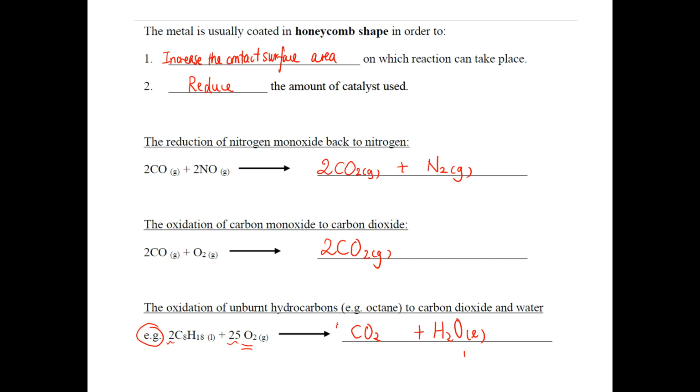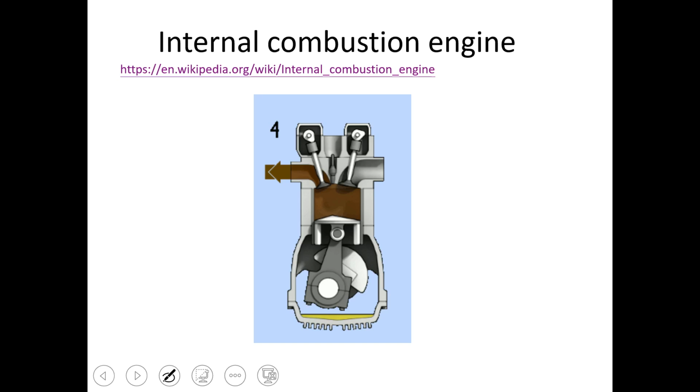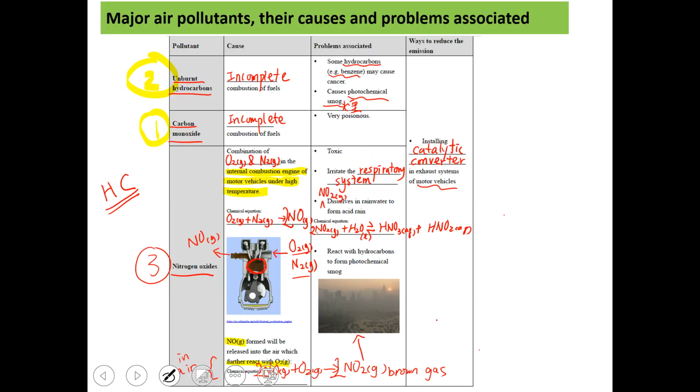2C8H18, so there will be 16 carbon dioxide, and then 18 hydrogen on the left, so you need 18 water. So you can try to balance the whole equation yourself, okay? But we want to save the time. So now you understand how the catalytic converter works, right? Now we can go back to our notes. So can you now turn to page 13.